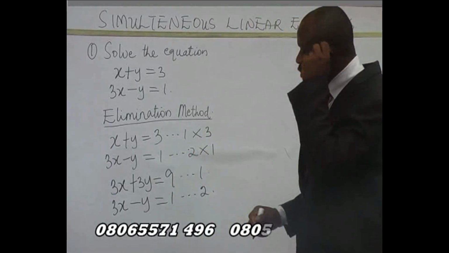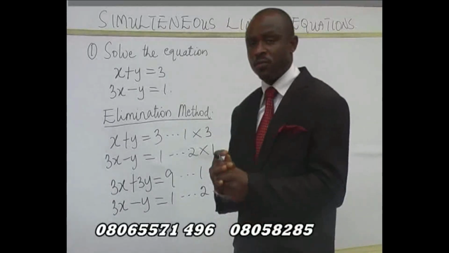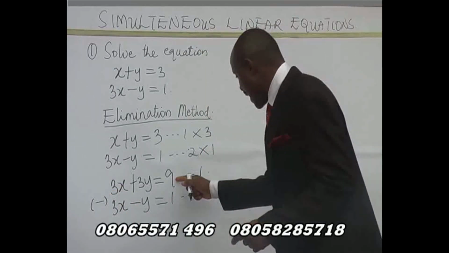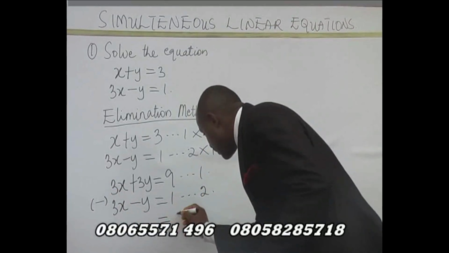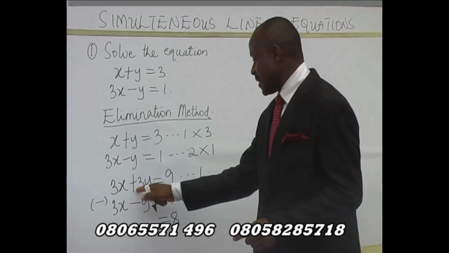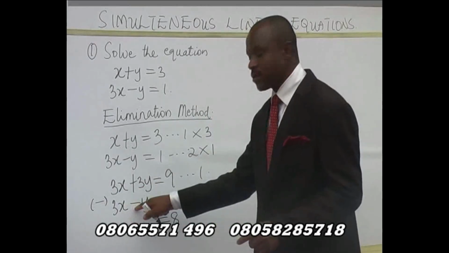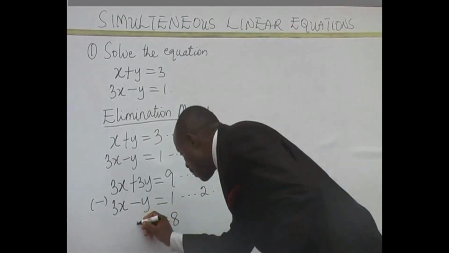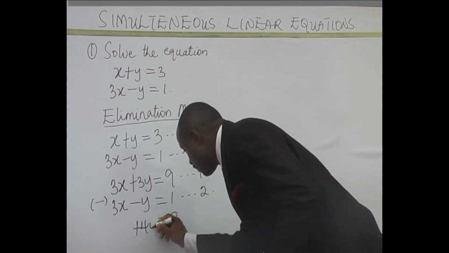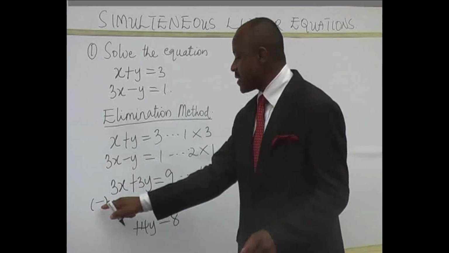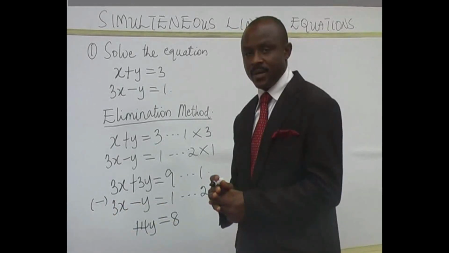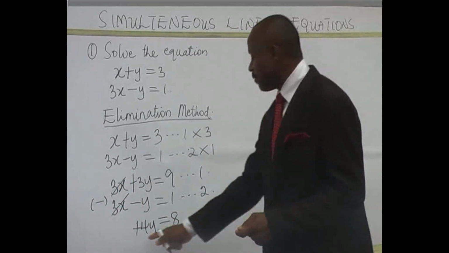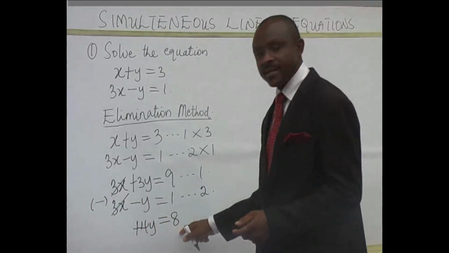Now at this level, what we're going to do is subtract equation 2 from equation 1. Just put the sign of subtraction. 9 minus 1 will give you 8. 3y minus minus y will give you plus, so 3y plus y will give you plus 4y. Now 3x minus 3x cancel themselves. So you now have 4y is equal to 8.